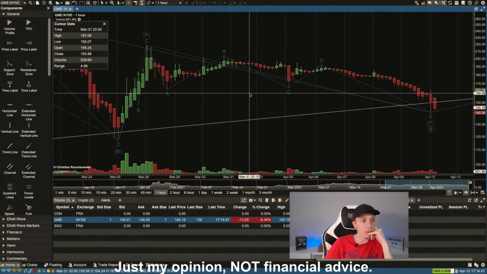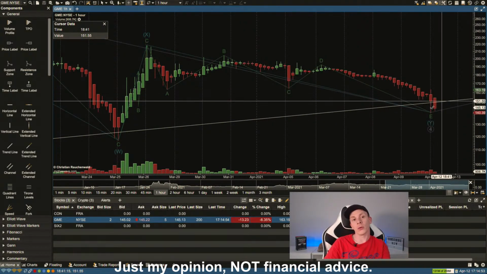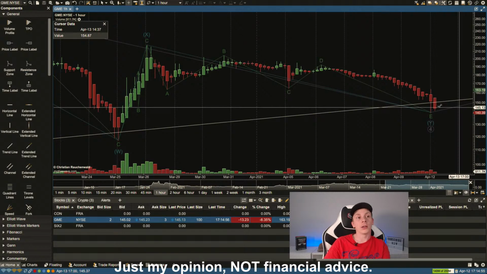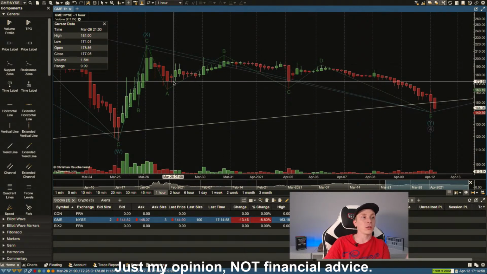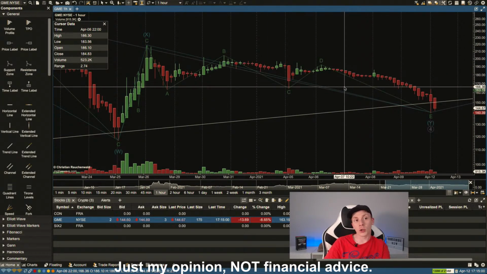And a triangle should always be the last corrective pattern. There can be no corrective pattern after it. If there would now be a zigzag or something, then this couldn't be a triangle. But if that's not a triangle, then I have no idea what it should be.